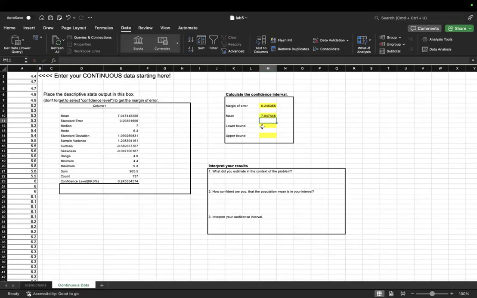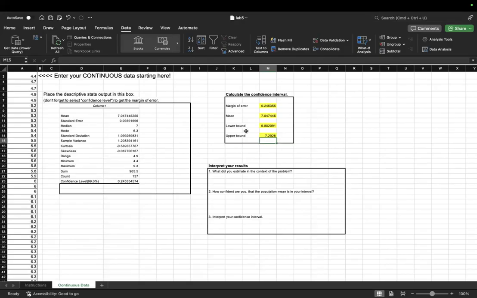My lower bound, so we're going to do math in here. My lower bound is going to be the mean minus the margin of error. So I'm going to do equals, click on mean, then minus margin of error and hit enter. And it's going to give me that lower bound. Upper bound is the mean plus the margin of error. Click on equals, the mean plus the margin of error. Just type it right in there and hit enter. So this gives us my upper and my lower bounds.